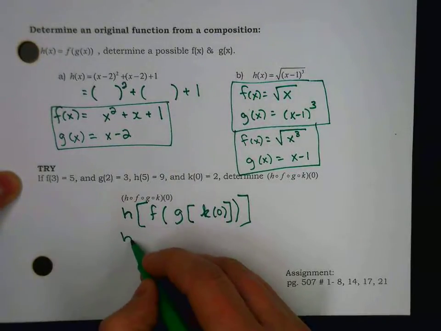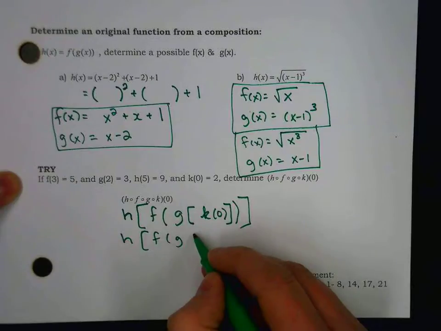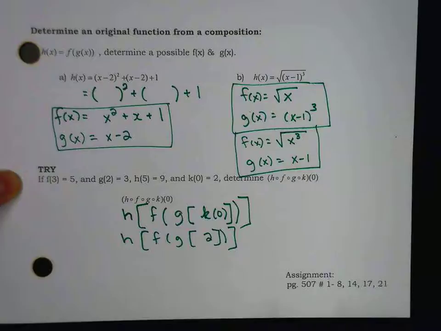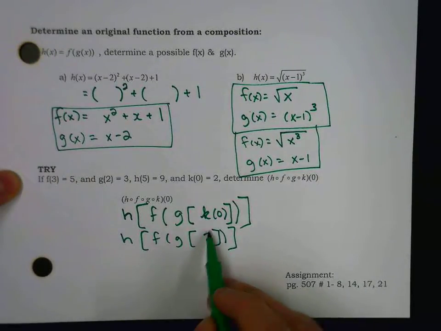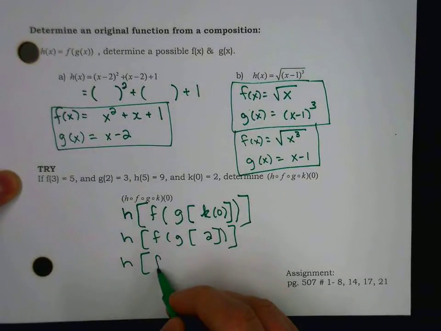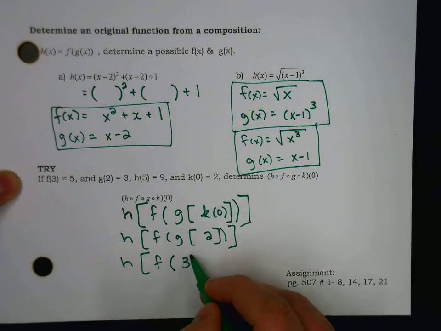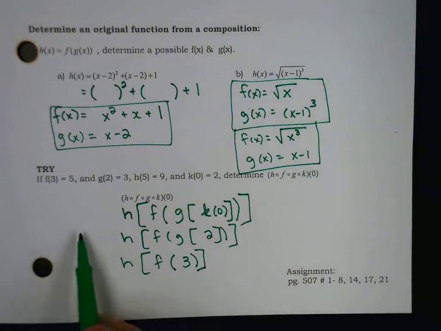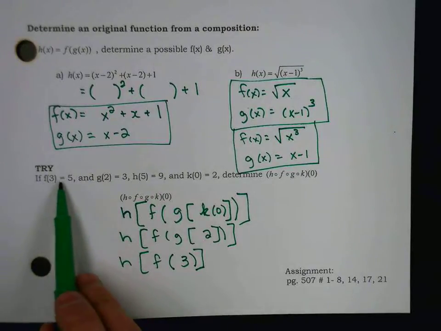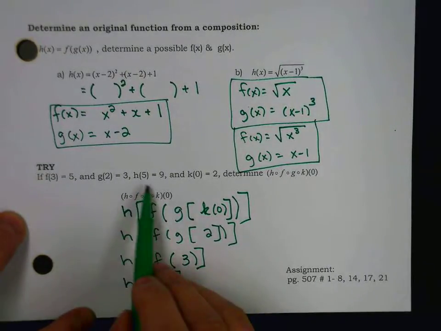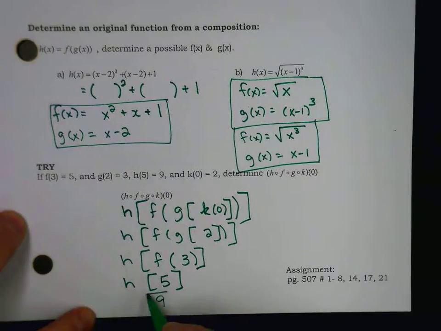2. We can rewrite this, but instead of k of 0, I'm going to write a 2. What is g of 2? Conveniently, g of 2 is 3. So instead of g of 2, I will write a 3. F of 3. Again, quite conveniently, we are left with a perfect fact. F of 3 is 5. F of 3 gets replaced with a 5. And hopefully we know what h of 5 is, and in fact h of 5 is a 9.